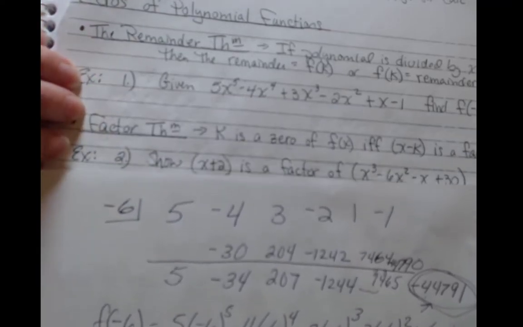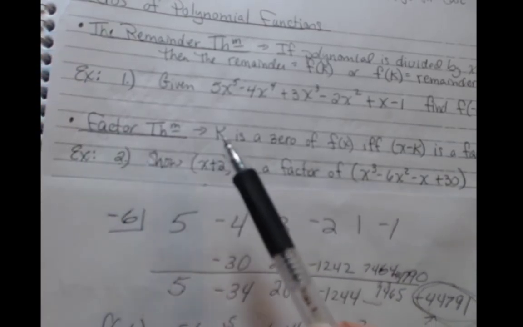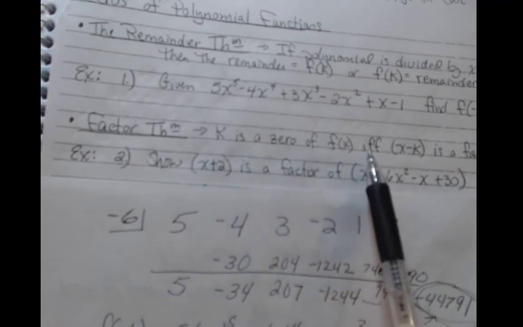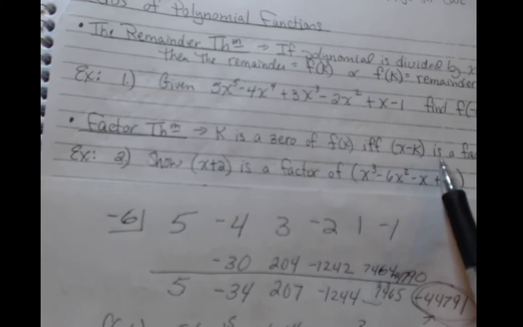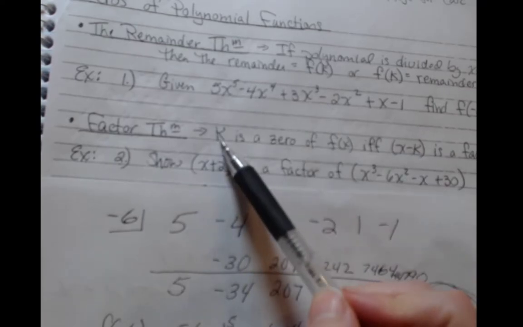The next theorem we're going to go over is the factor theorem. The factor theorem says k is a 0 of f of x if and only if x minus k is a factor. If x minus k is a factor, k is a 0.